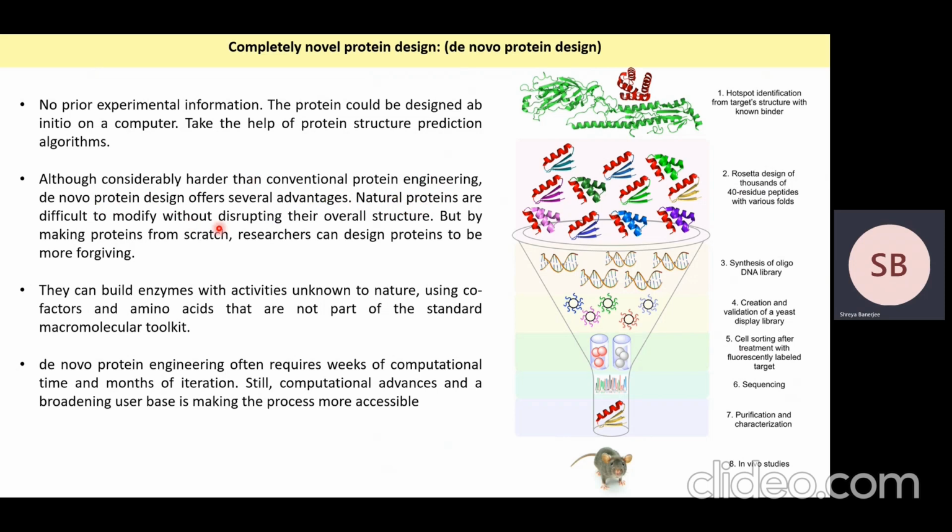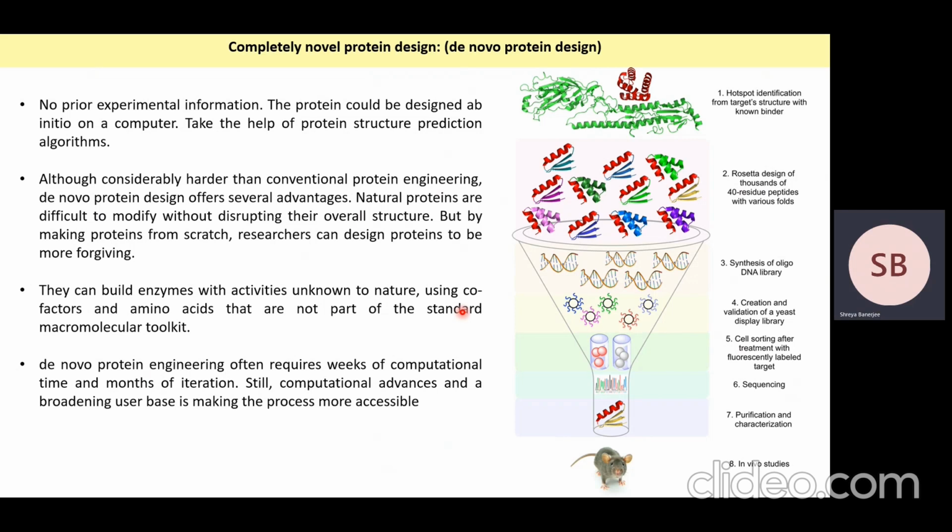Firstly, natural proteins are difficult to modify without disrupting their overall structure. But by making the protein from scratch, we can design the structure and function that we want. Secondly, enzymes with activities unknown to nature can be built using cofactors and amino acids that are not part of the standard toolkit. That is, unnatural amino acids can be used, or different cofactors that are not naturally found. So that gives us a much wider range of functions than are available in nature.